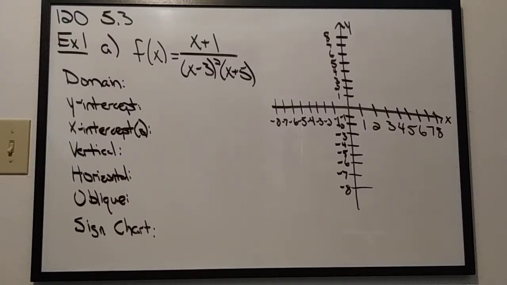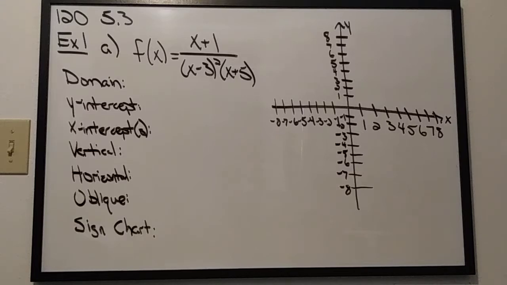So we're going to be looking at a handout from section 5.3, and the first page of the handout gives you a 7-step process for analyzing the graph of a rational function. If you haven't read through those 7 steps yet, go ahead and pause the video at this point and read through those 7 steps. Now that you've read through those 7 steps, let's go ahead and check out example 1 on page 2.